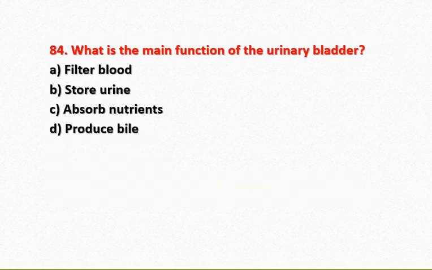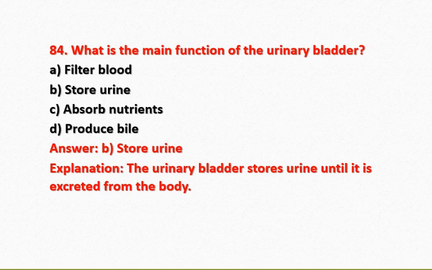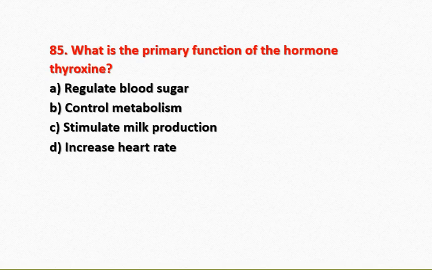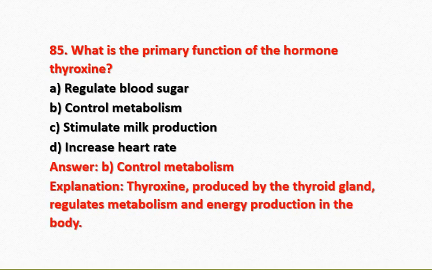What is the main function of the urinary bladder? Correct answer is store urine. What is the primary function of the hormone thyroxine? Correct answer is option B, control metabolism.